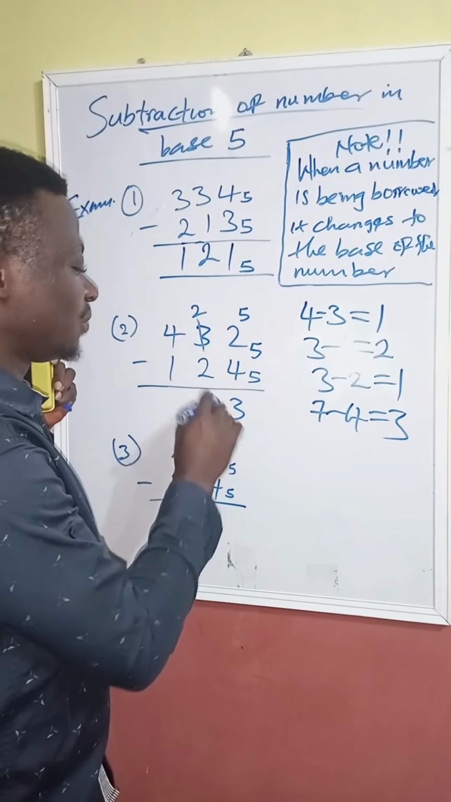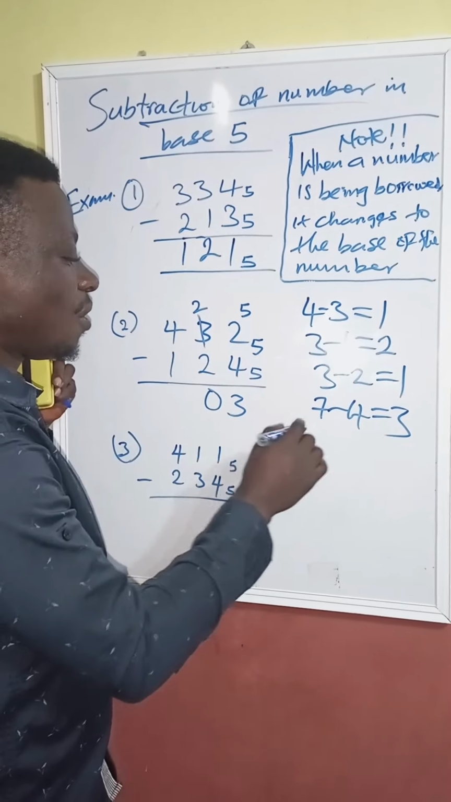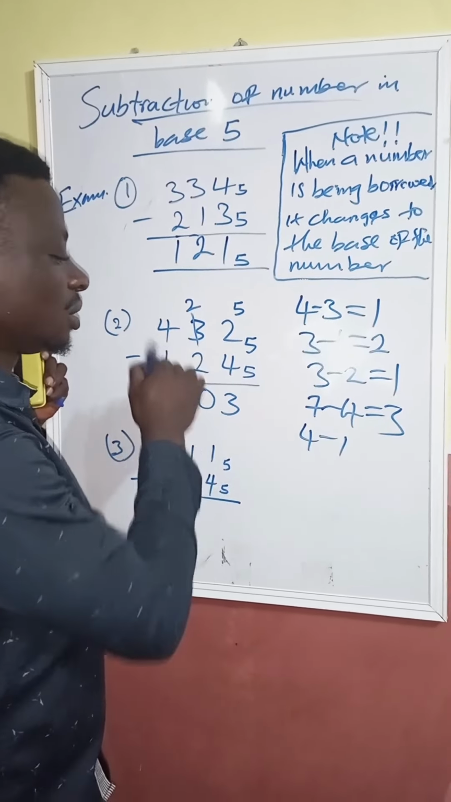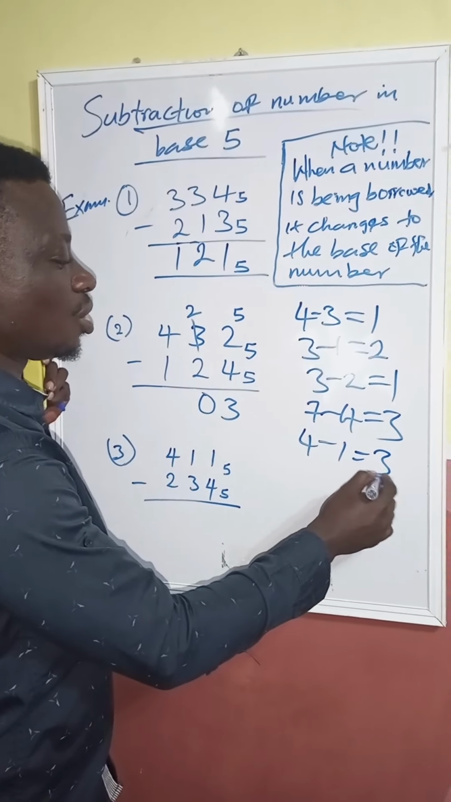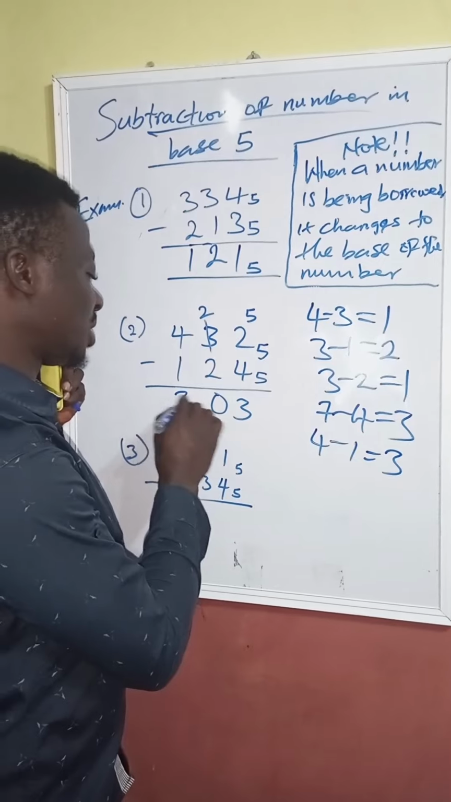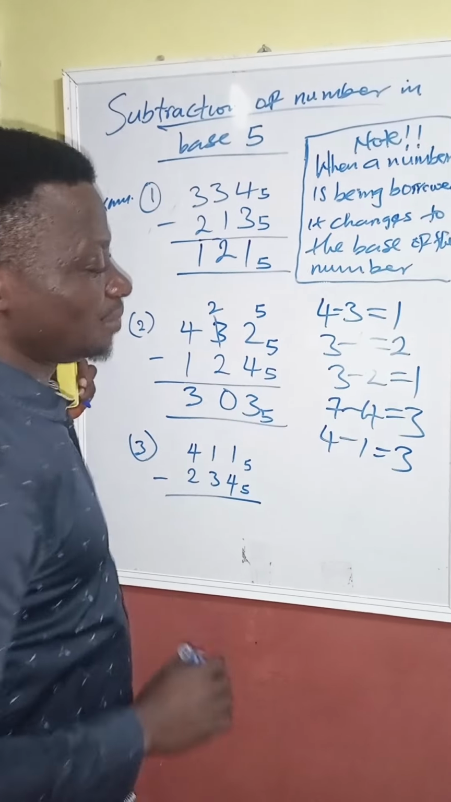2 minus 2, you have 0. Then 4 minus 1, this one, you have 3. Remember, the 3 is not up to 5. You have this place to be 3. Then all in base 5.